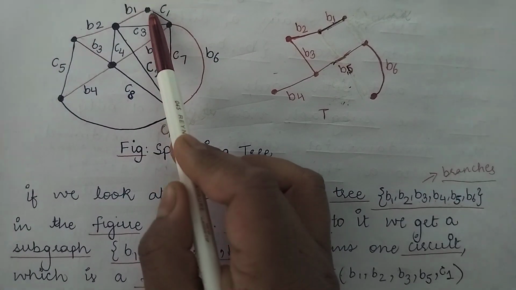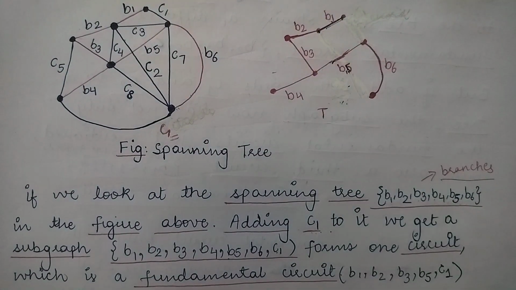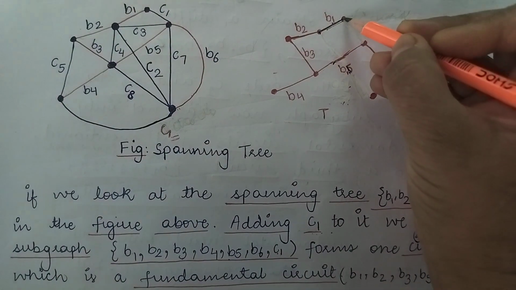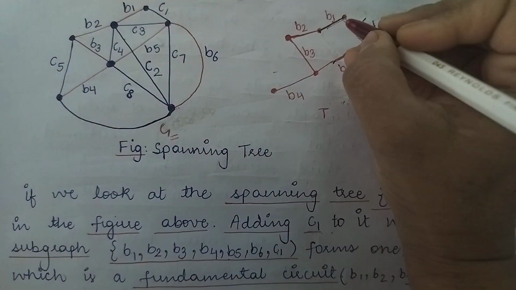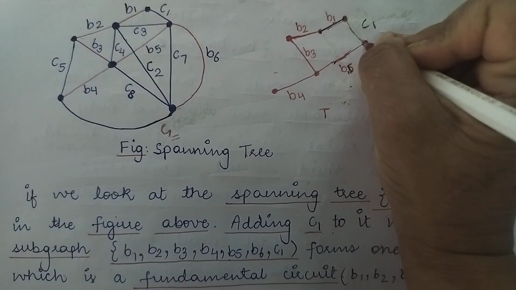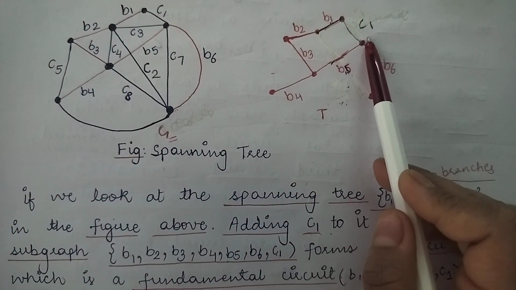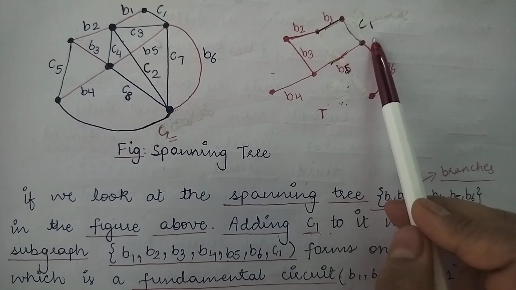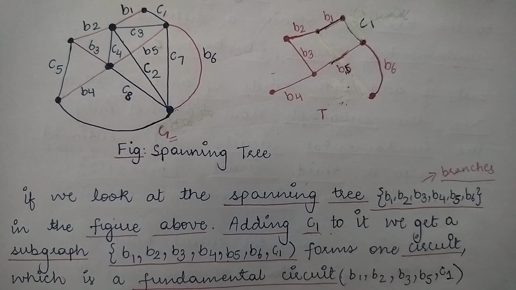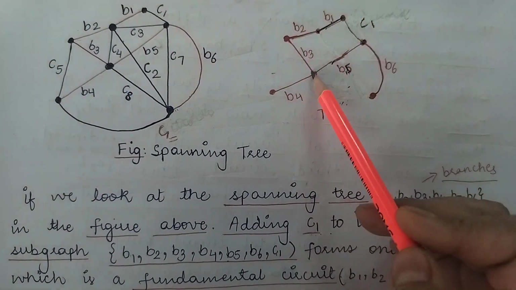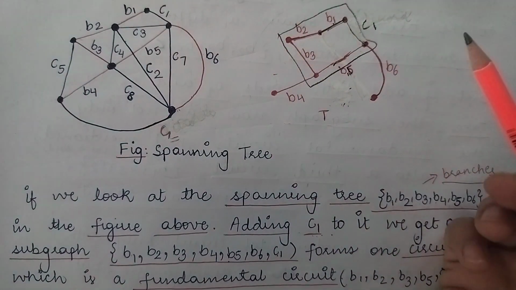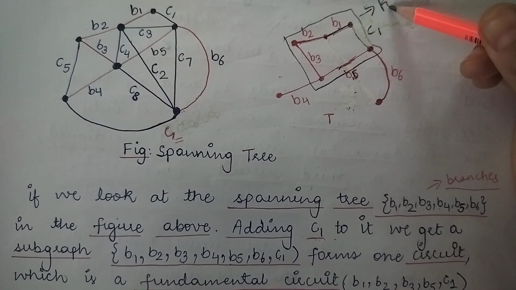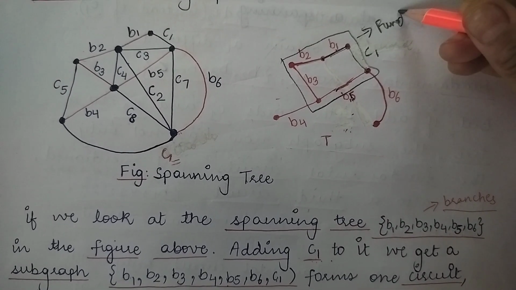If I add a chord C1 to this spanning tree, this is how it will become. Now I have added one chord C1 to this spanning tree, and as per the definition, adding one chord gives me one fundamental circuit. And what is the fundamental circuit that I've got here? It is B1, B2, B3, B5 and C1. This portion is the fundamental circuit that I'm talking of. So here I get my fundamental circuit.